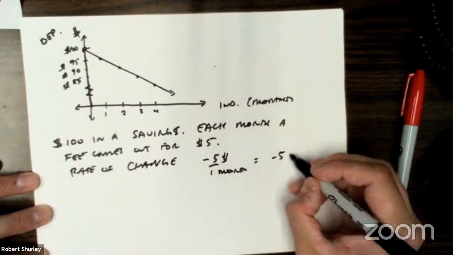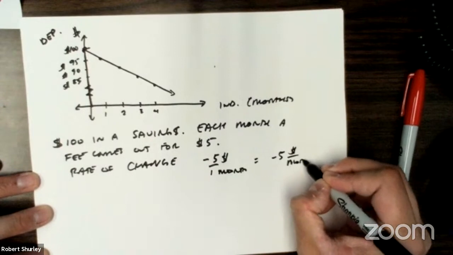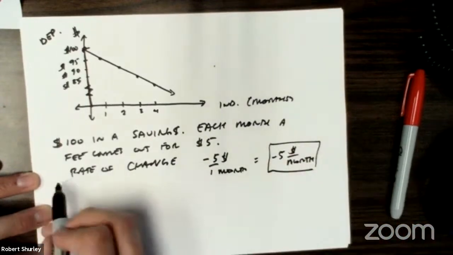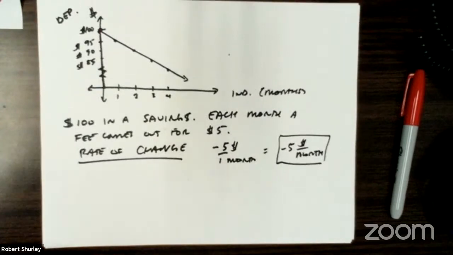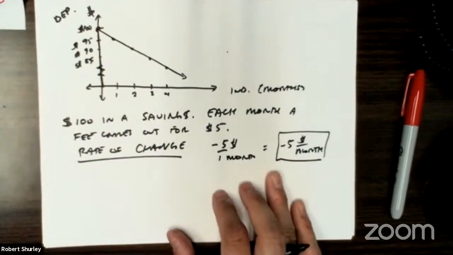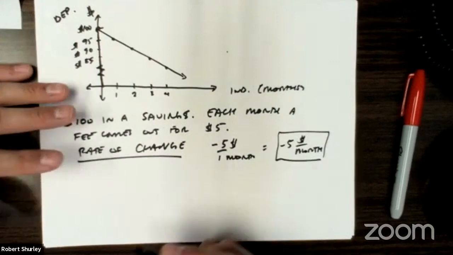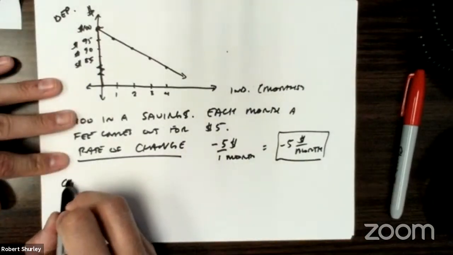So it's going to be -$5 per month. Okay, so that's going to be our rate of change, right? That's going to be our rate of change. It turns out if you wanted to create the equation for this, your book starts with it on the bottom of page 531 in green, and it's the general form.